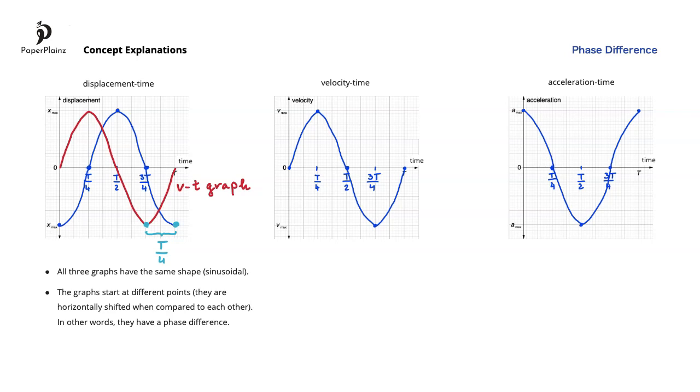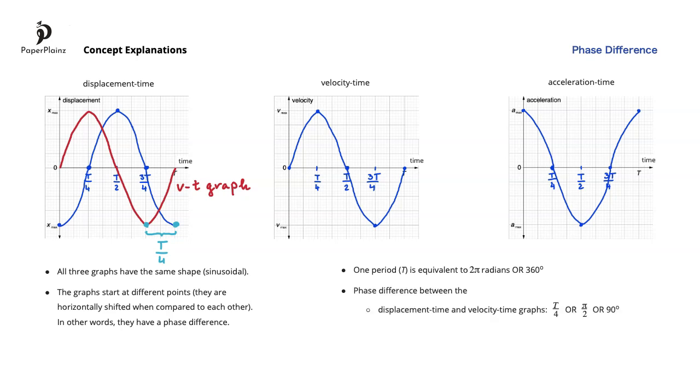In physics, we often use radians or degrees to express phase difference. Since the time period T corresponds to a full cycle or oscillation, it is equivalent to 2π radians or 360 degrees. So now we can conclude that the phase difference between the displacement time and the velocity time graphs is T over 4, which is equivalent to π over 2 or 90 degrees.